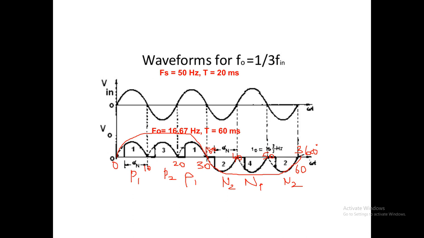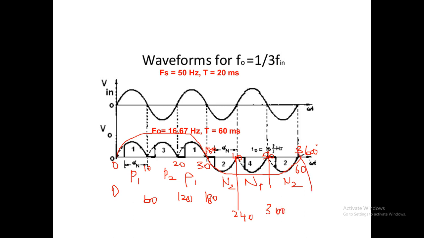Similarly for the negative half cycle, N2 will be conducting from 180 to 240, and again 240 plus 60, that is 300. Then 300 to 360 will be N2. So N2 will be conducting from 180 to 240, again 300 to 360. N1 will be 240 to 300.